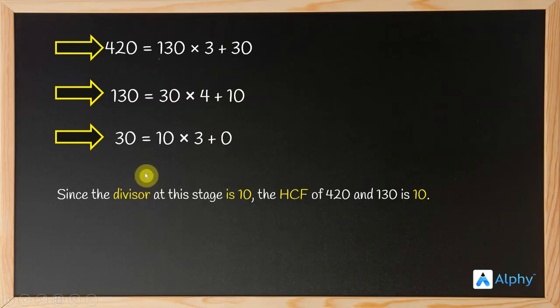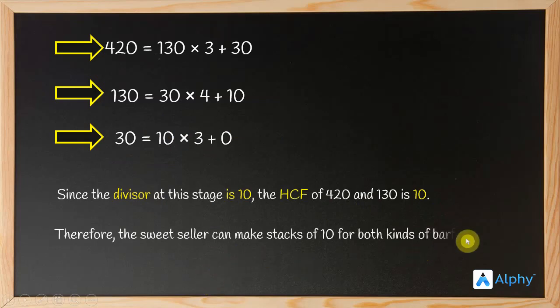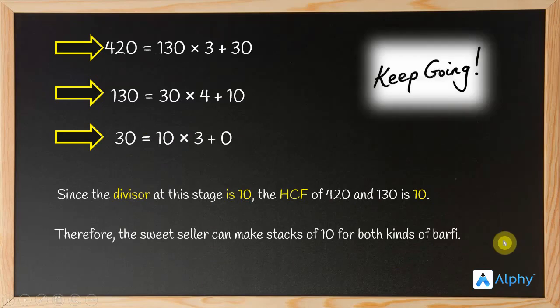As mentioned earlier in Euclid's division lemma, at whatever stage we get the remainder as 0, the divisor at that stage would be the HCF. So here the divisor is 10 and hence the HCF of 420 and 130 is 10. Therefore, the sweet seller can make stacks of 10 for both kinds of barfis. So basically the sweet seller can place a maximum of 10 barfis in one stack, then 10 barfis in another stack. This is what we need.